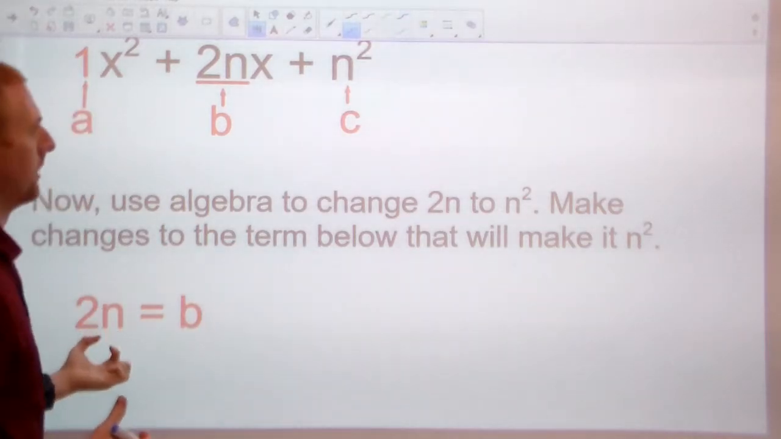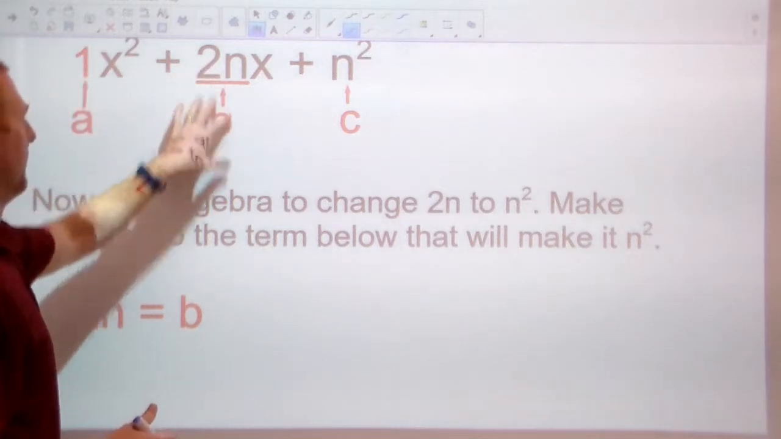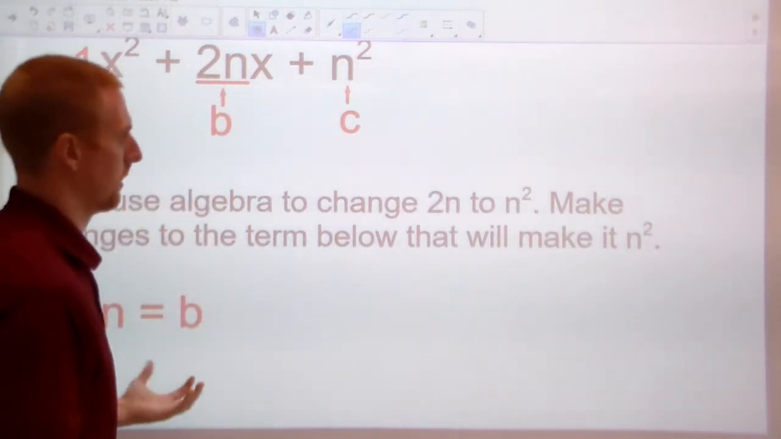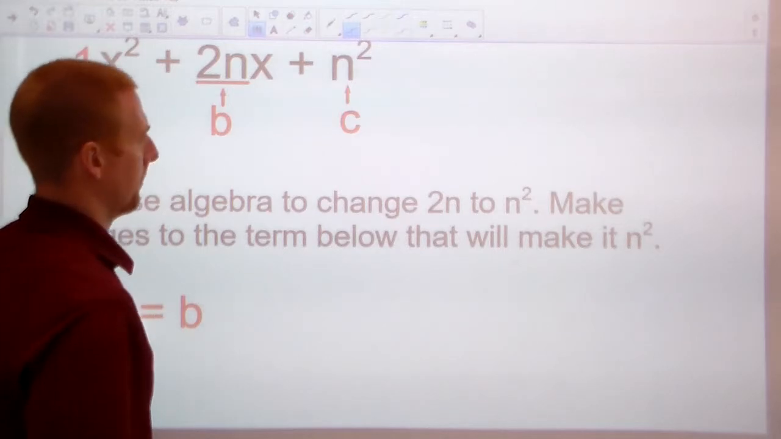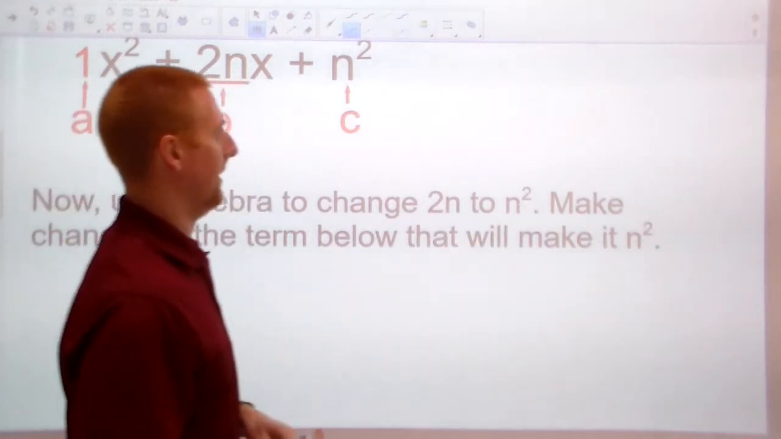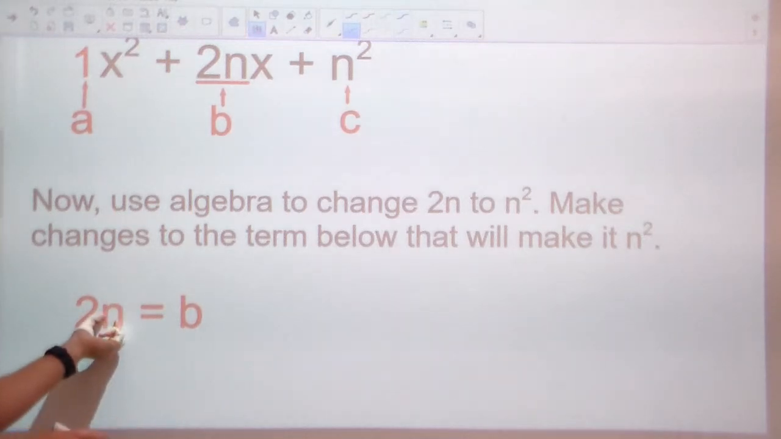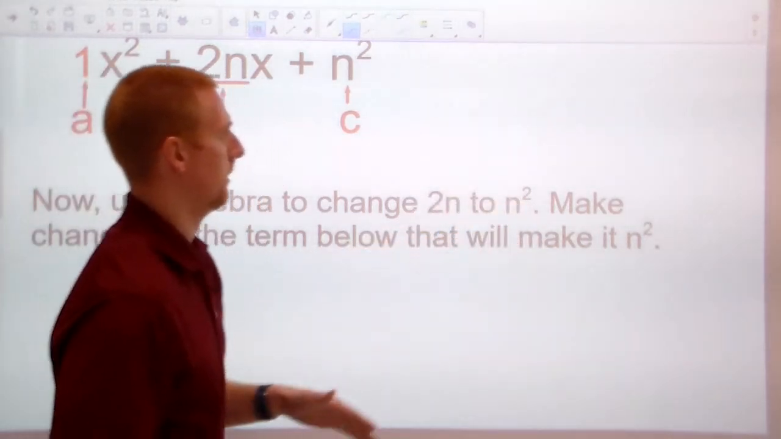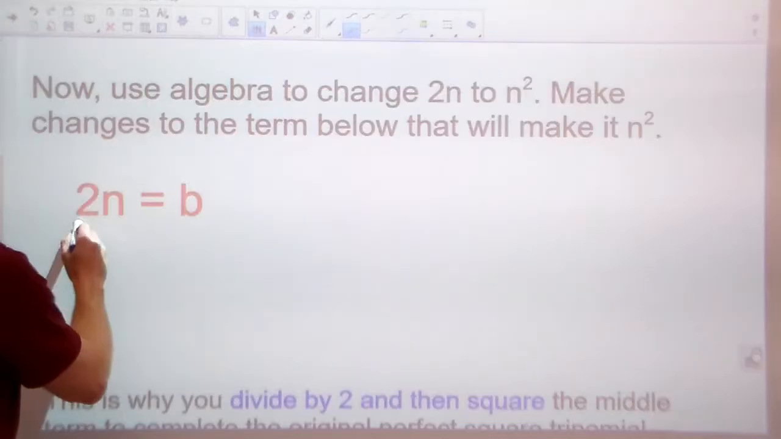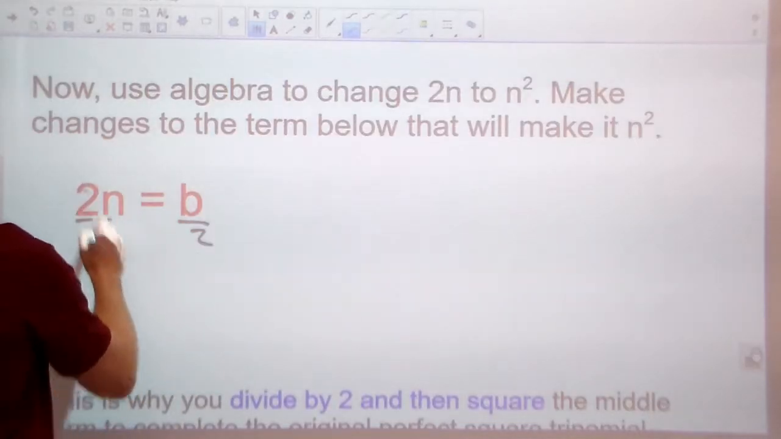So I want to be real deliberate here. I'm going to say that 2n is my b value, just to give it something to call it. But I want to solve for n, and I want to turn it into n squared. So pause, take a moment, solve this for n, and then turn it into n squared, and see what you get. First step to solve it, I'm going to divide by 2.